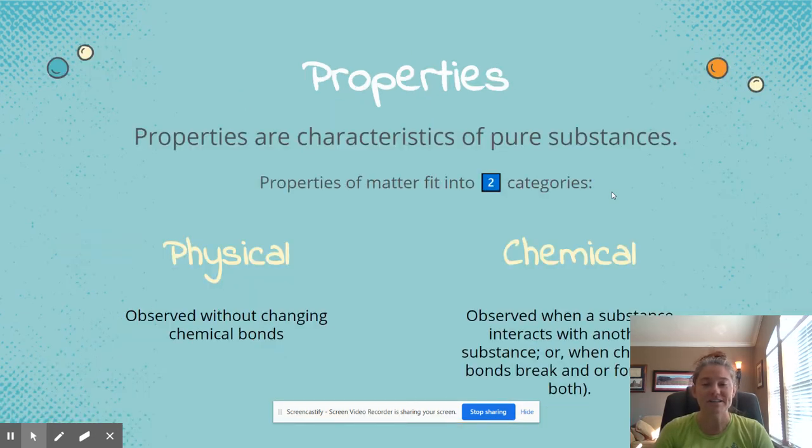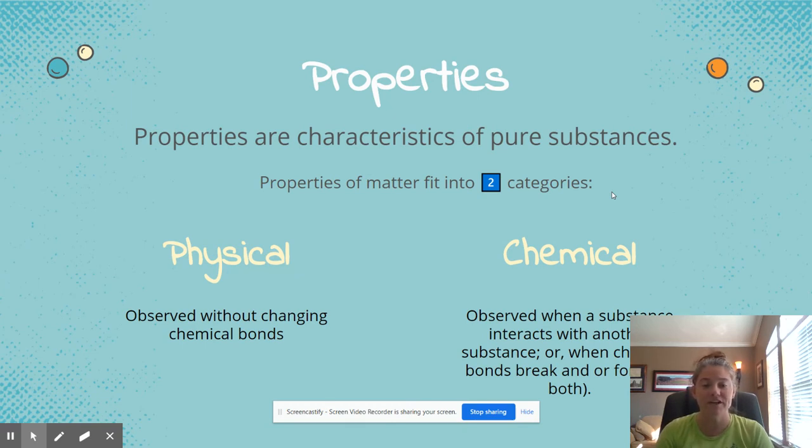Properties are characteristics of pure substances. If you remember back to lesson 1.03, that is anything that is an atom, a molecule, or a formula unit that is a constant composition. So a sample that is all atoms that are the same, all formula units that are the same, or all molecules that are the same.